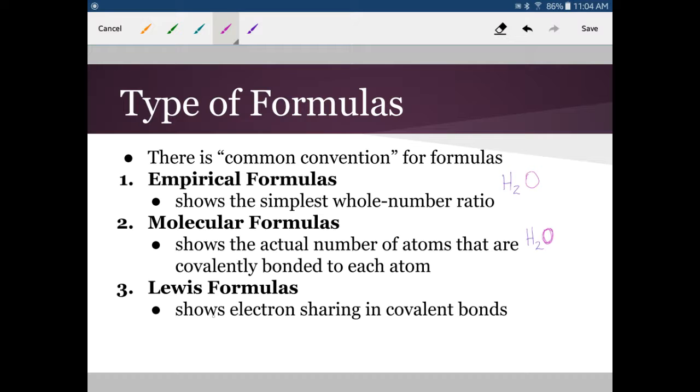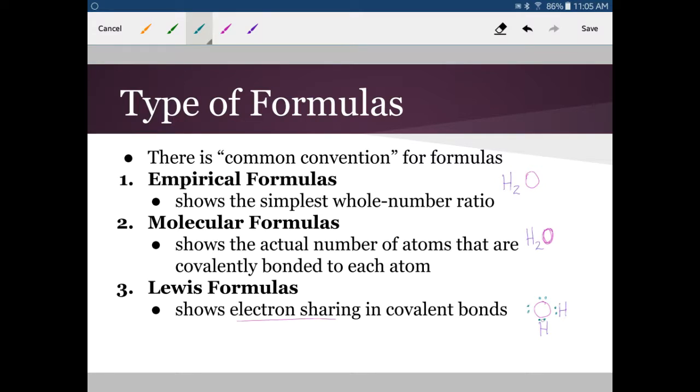Now our Lewis formula shows how electrons are shared. So we have oxygen with 6 electrons. Each hydrogen contains 1 electron, giving us a total of 8 electrons. Now if I draw this out, we have our hydrogen and our hydrogen, and we have our electrons in between there, 1, 2, 3, 4. Hydrogens are happy with 2, remember? So then these electrons go on our oxygen.